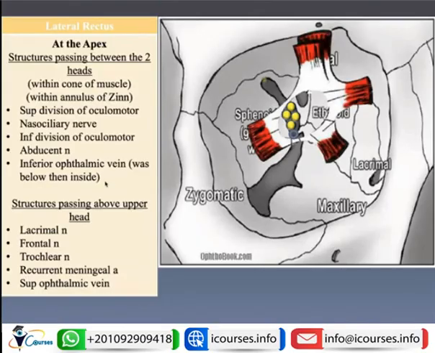Then there are structures passing above. There will be the lacrimal, the frontal, the trochlear nerve, the recurrent meningeal artery, and the superior ophthalmic vein. So this is just a repetition of what we have said in the orbit lecture. But the new thing here that you just need to know is that the muscle cone or the common tendinous ring is enclosed within the upper and lower heads of the lateral rectus, enclosing the common tendinous ring or annulus of Zinn.